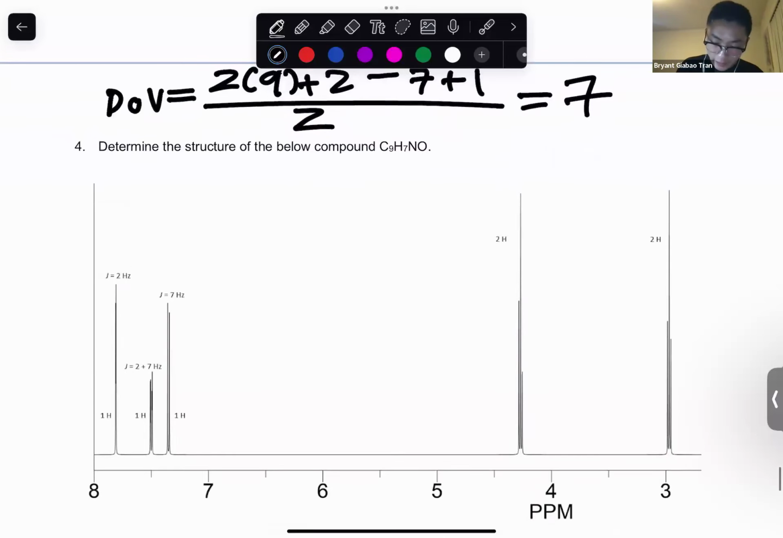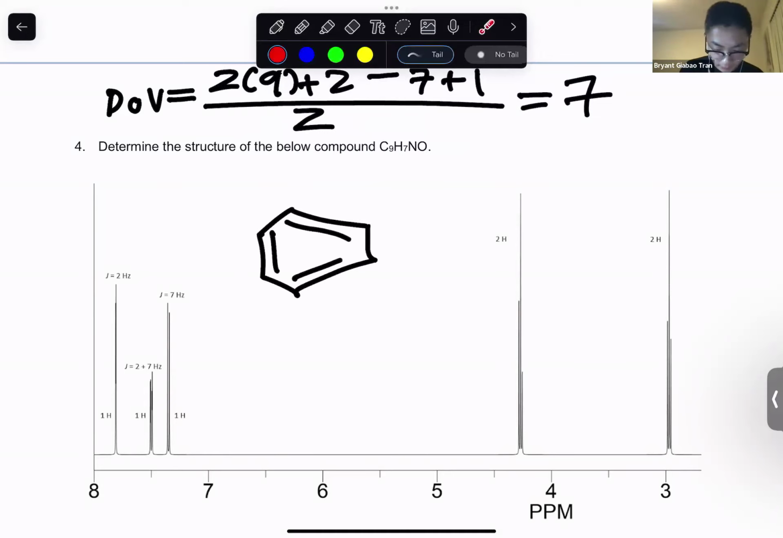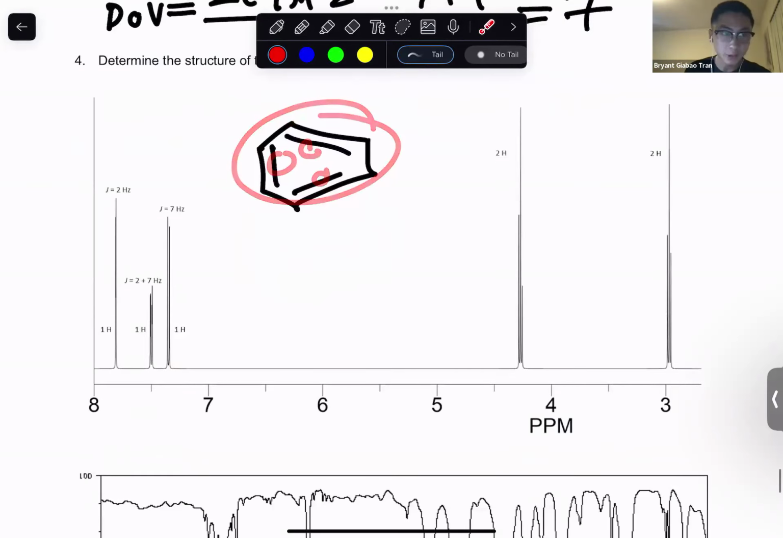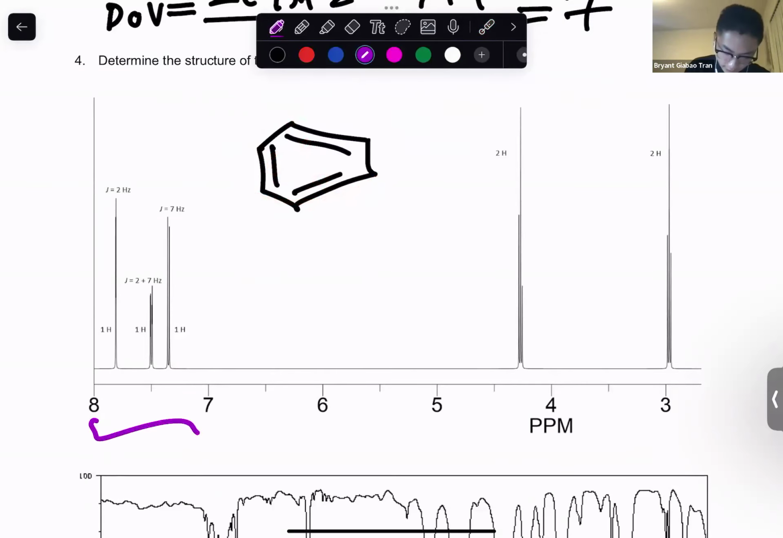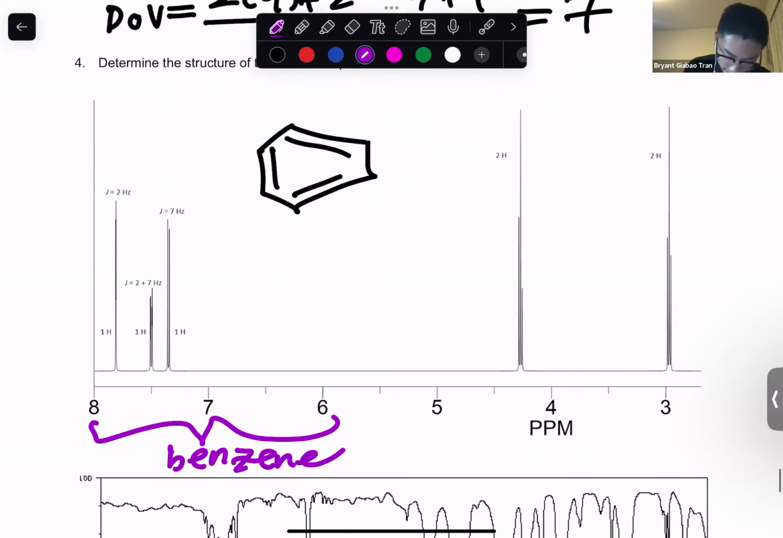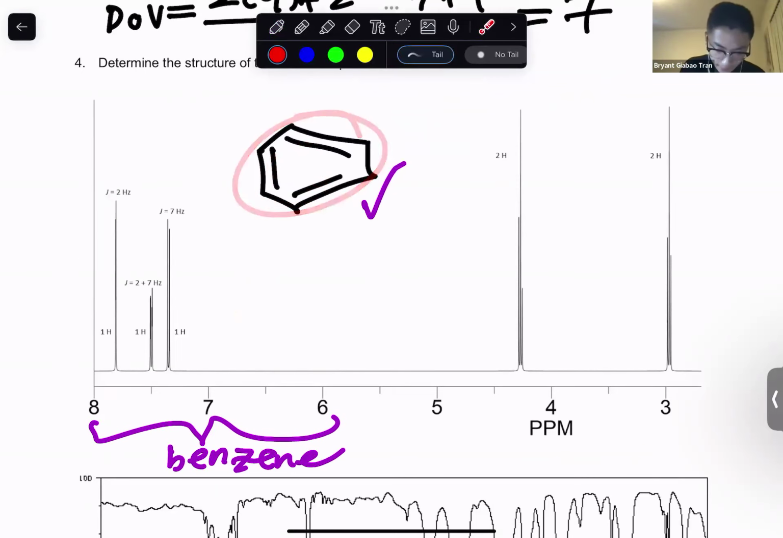So if I have at least 4, I'm going to automatically guess I have a benzene ring somewhere in the structure because of the 3 double bonds and the ring. And we could double check that by looking at the H NMR. If you see peaks around 6 to 8, then those are your benzene hydrogens, which we do have peaks here. So this fragment checks out. I do have a benzene ring somewhere.